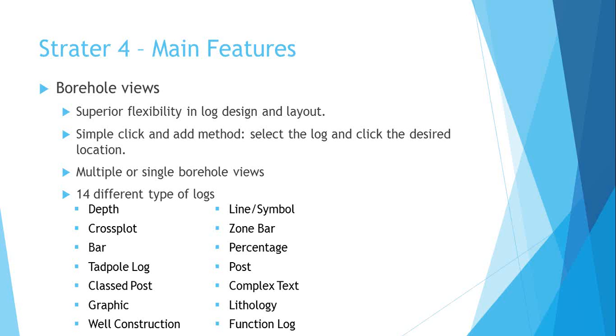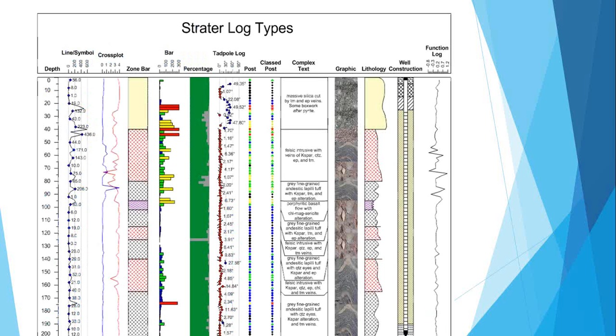For an example of each log, these are the 14 different types of logs that can be added in Strater. The depth log can be used to display depths specified in a data table. A complex text log can be used to display text at specific values. And then you can also add a lithology log to display lithology along the well depths. Each of these logs can be added anywhere you would like to display them.